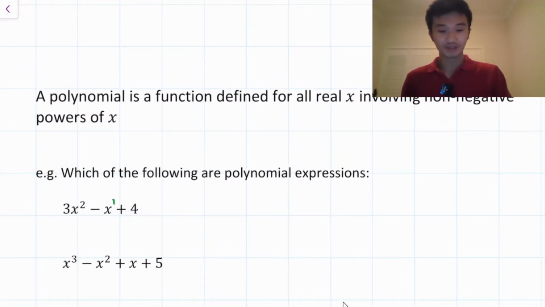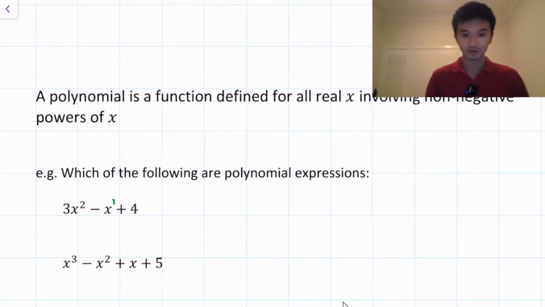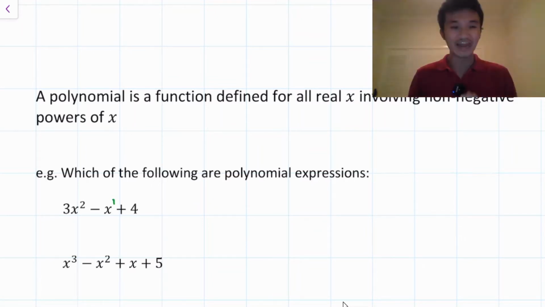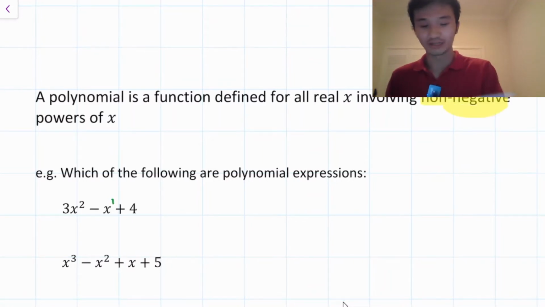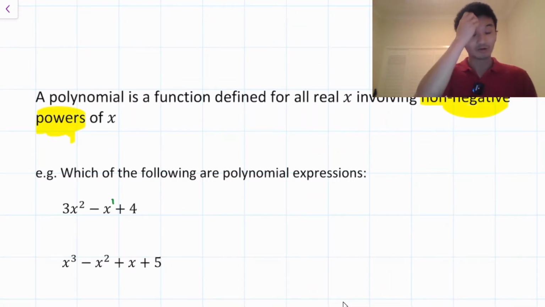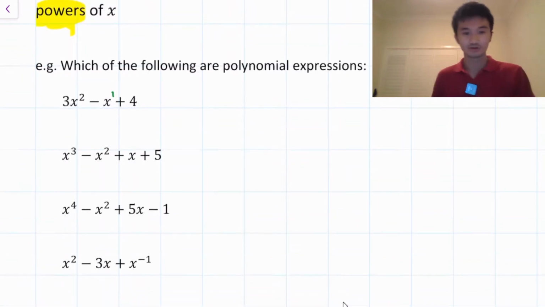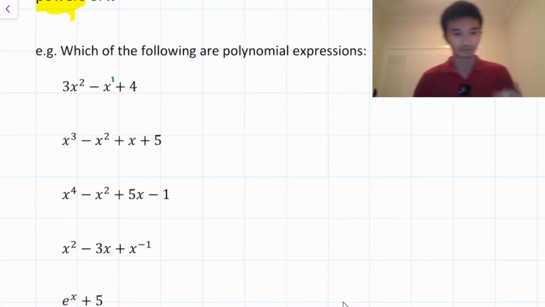A polynomial is a function, and we've looked at that before, defined for all real x involving non-negative powers of x. So that's really important. It has to be non-negative powers. We've got a few examples below that we want to look at. It says, which of the following are polynomial expressions?